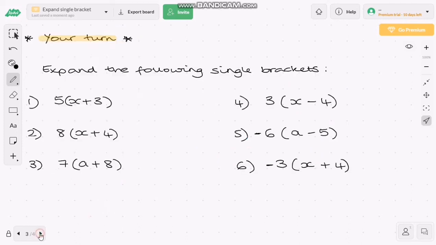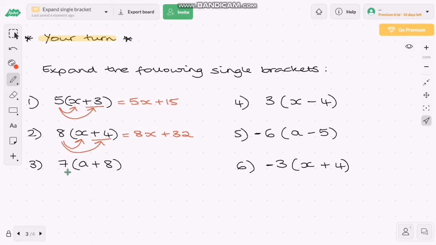On the next screen, you're going to have 6 questions for you to have a go at. Okay, so pause the video now, and have a go at those questions, and when you're ready, press play. So 5 times x is 5x, and 5 times positive 3 is positive 15. Question 2, 8 times x is 8x, and 8 times positive 4 is positive 32.